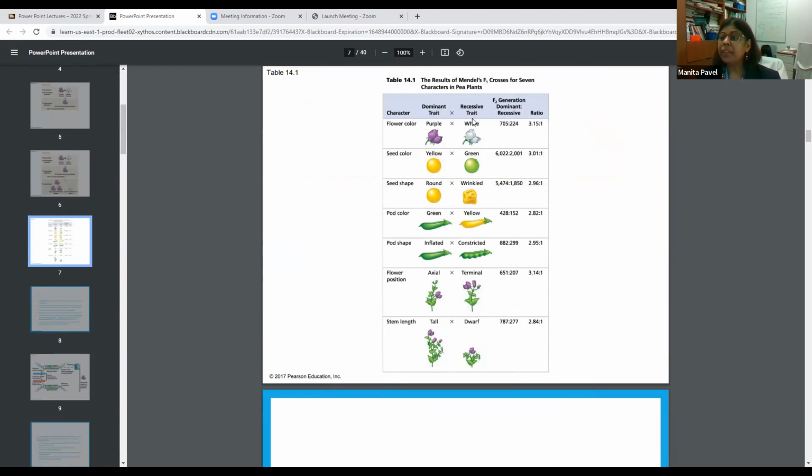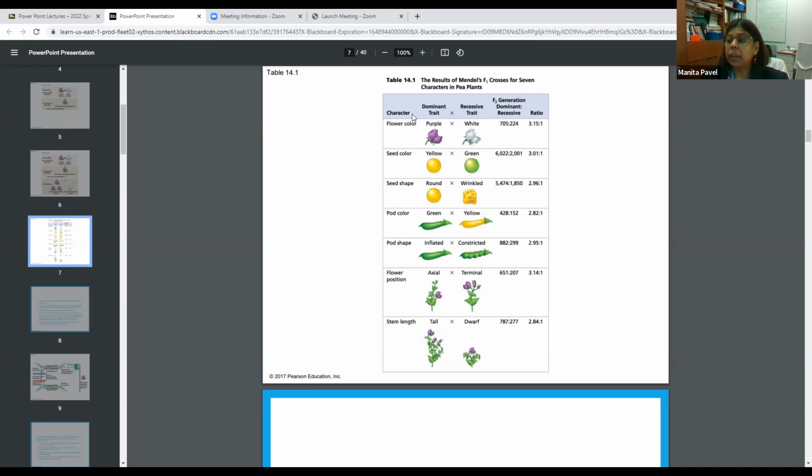Now, he worked on this garden pea plant, and the pea plant in botanical or scientific terms is called Pisum sativum. So what are the 7 pairs of contrasting traits that Mendel studied? He looked at flower color, seed shape, pod color, pod shape, flower position, and the length of the stem, or in other words, the height of the plant.